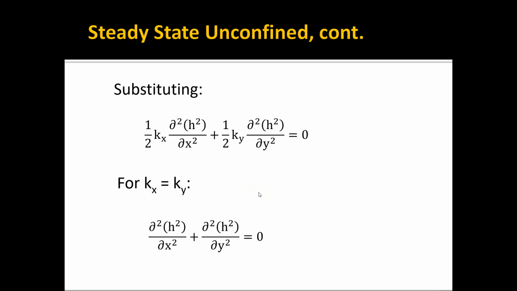So in conclusion, for both the confined case and the unconfined case, the equations look very similar. For a confined aquifer, the only difference is you replace K with T, the transmissivity. And for an unconfined aquifer, you replace the h term in the second derivative with h squared. It makes it a little trickier to solve for, but you can solve for that.